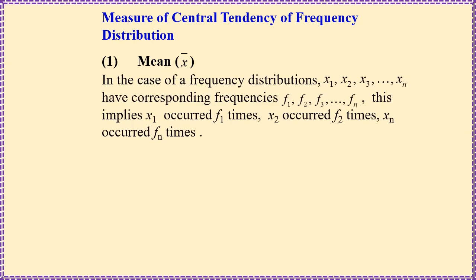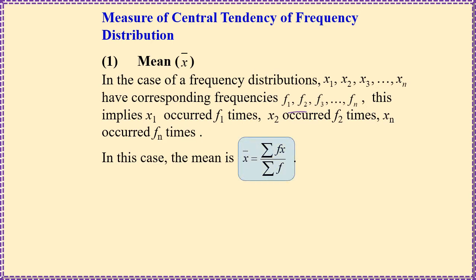Okay, measure of central tendency of frequency distribution. So basically, we are going to focus on the same three things for the central tendency, which is mean. What it means is the average. So it will be in case of frequency distribution x1, x2, x3 and so on has corresponding frequency. And this implies x1 occurred f1 times, x2 occurred f2 times and so on. Okay, hence in this case the mean is equal to summation of fx divided by summation of f.